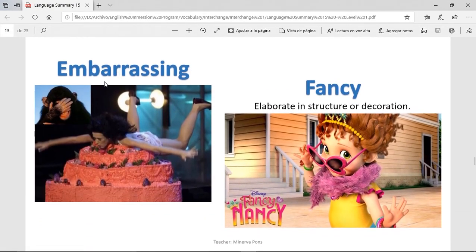We have something embarrassing. That is when you feel really bad for something that you did, and every time that you remember, you feel bad once again. Maybe this girl, when she remembers how bad she fell off on that cake, well, that was way too embarrassing. Fancy. Elaborate in a structure or decoration. Fancy is when you have a lot of passion, when something looks really good, or with a lot of preparation, basically.